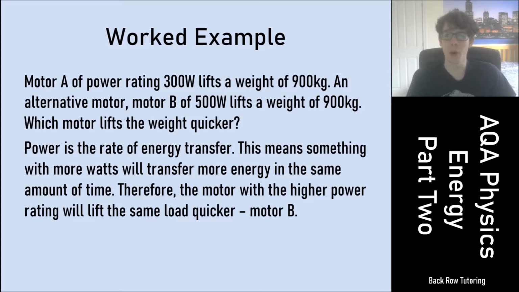So just revisiting that, motor A and motor B, they both are lifting the same mass. They are both lifting 900 kilograms, so they have the same force to contend with. But because motor B has 500 watts of power, it can handle more energy in the same amount of time. So if you gave both motors, say 30 seconds, within that 30 seconds, motor B might have lifted that load, but motor A might still be lifting it after those 30 seconds have passed.